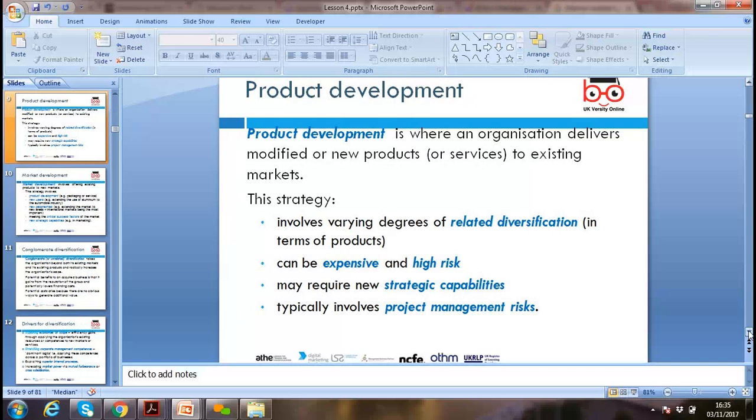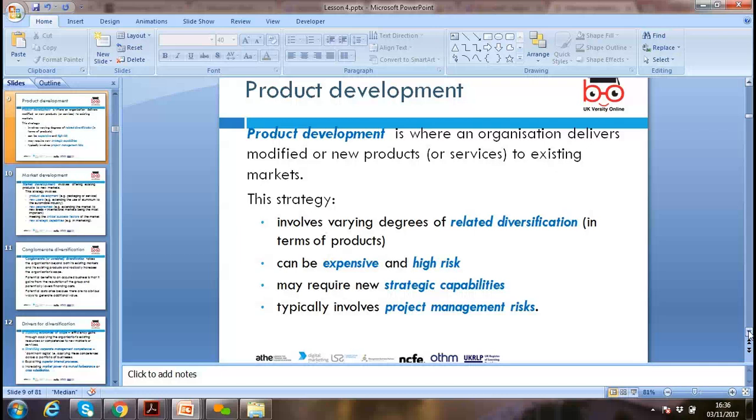Product development is where the organization modifies a new product for the existing market. Like I mentioned, related diversification could be expensive and high risk. So what is the risk? Uncertainty, unpredictability, or the probability of occurrence. If it's a high probability, it's high risk.